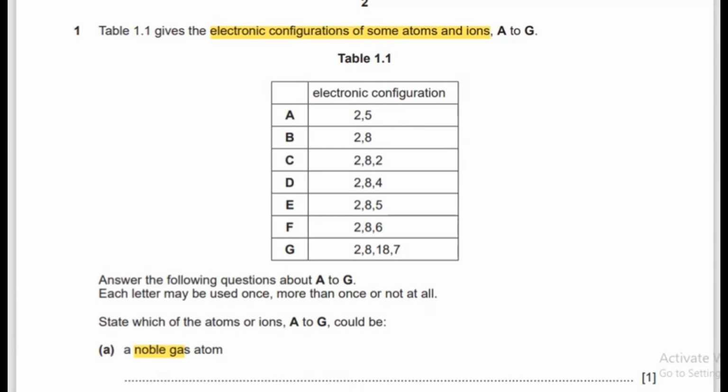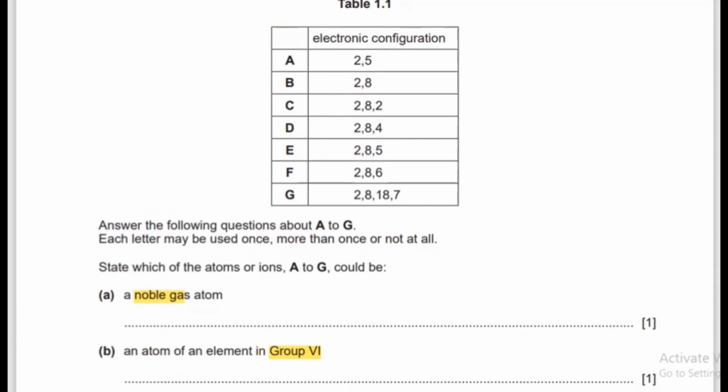So this part: state which of the atoms or ions A to G could be a noble gas atom. Noble gas atoms are group 8 elements, and all group 8 elements except helium have 8 electrons in their outermost shell. So we can identify the elements by having 8 electrons in the outermost shell. Helium has 2 electrons. The rest of the noble gases have 8 electrons in their outermost shell. So B is the answer, which has 8 electrons in its outermost shell.